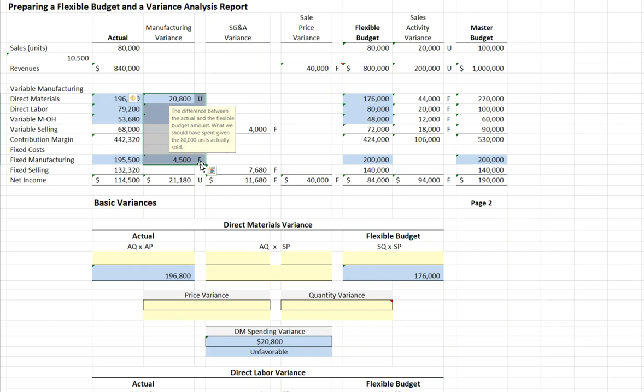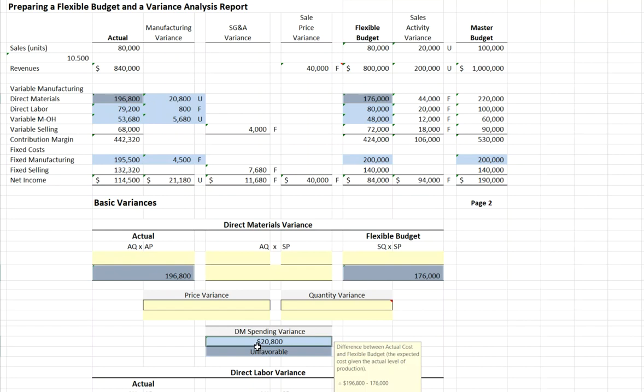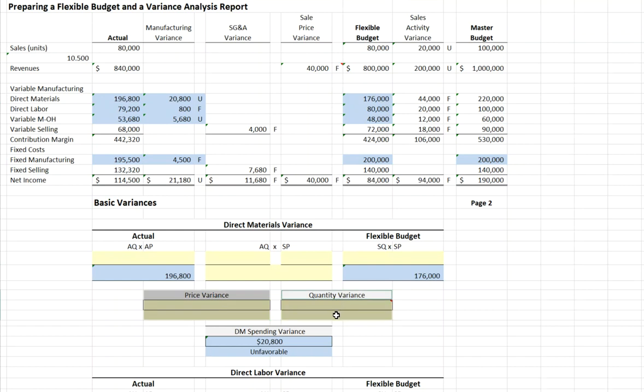manufacturing overhead. In particular, we prepared a flexible budget, expected to spend $176,000 for direct materials. We actually spent $196,800 for direct materials, giving rise to a $20,800 unfavorable direct material spending variance. We're going to break that variance down in this video into a price variance and a quantity variance. We're going to do the same with our direct labor, our variable manufacturing overhead, and our fixed manufacturing overhead.